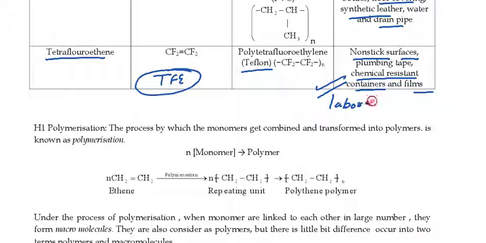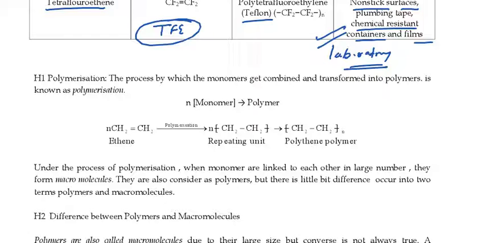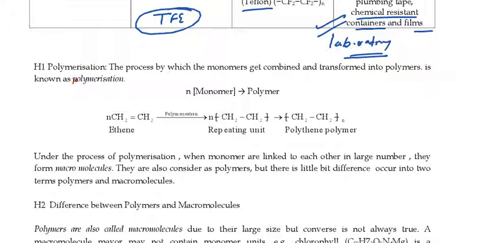Now we'll discuss the process of how the monomer gets converted into a polymer. When a number of monomers react and get converted into a polymer, this process is termed polymerization. When n number of monomers get attached together, forming covalent bonds between each other and converting into the polymer, this is termed polymerization.